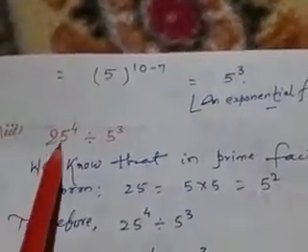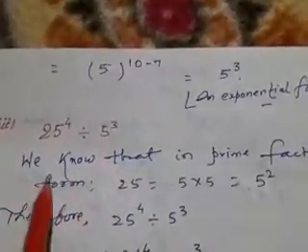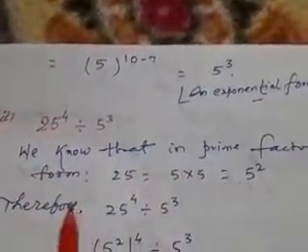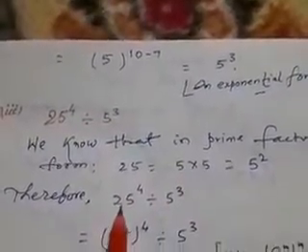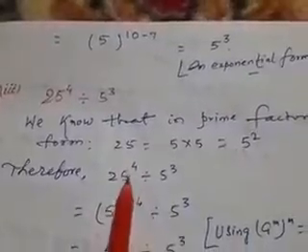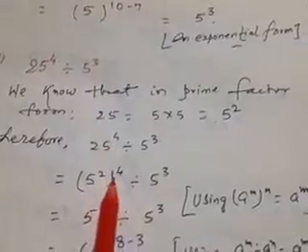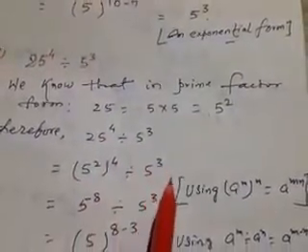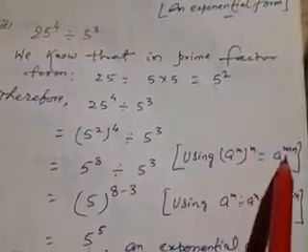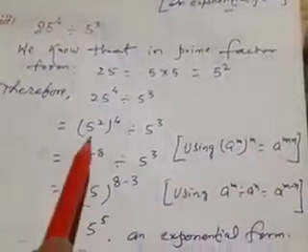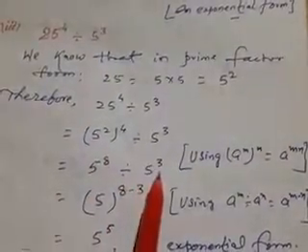Next is 25 to the power 4 divided by 5 to the power 3. We know that in prime factor form 25 is equal to 5 square. Therefore 25 to the power 4, we write 25 in this way: (5 square) to the power 4 divided by 5 to the power 3. Here also we use (a to the power m) to the power n is equal to a to the power mn. So it becomes 5 to the power 8 divided by 5 to the power 3.